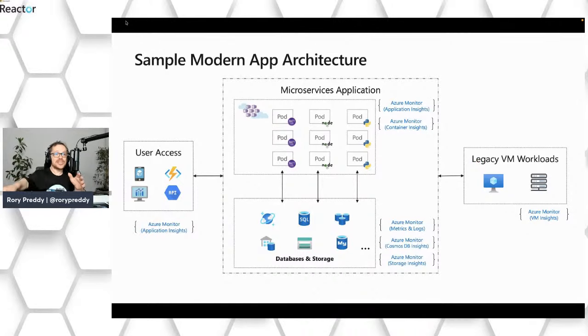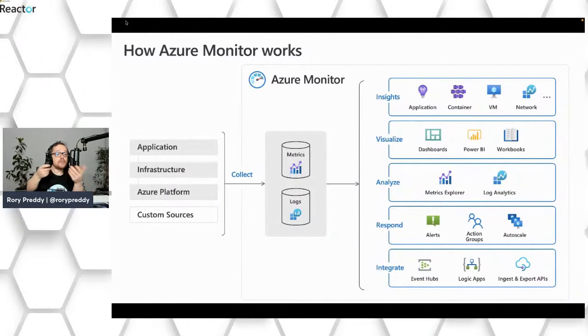So it's a really rich ecosystem. You've got Application Insights, Container Insights, Cosmos DB Insights, Storage Insights, Metrics and Logs, VM Insights, and that's just a few of them. There's actually more that we're going to go through, and I'm going to give you a nice overview of Network Insights to give you a feel for topologies and network topologies.